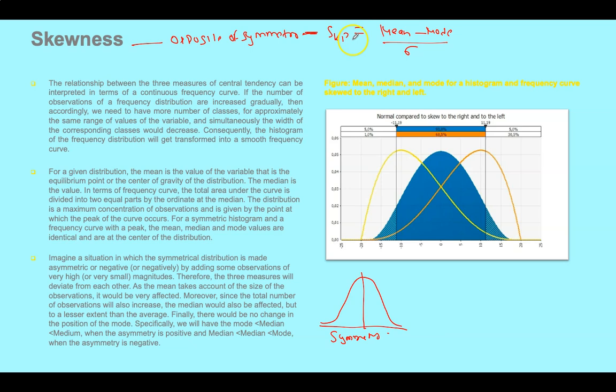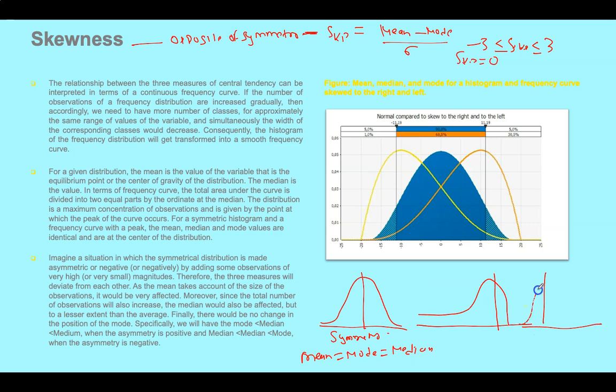The practical value you will get for a skewness coefficient is between -3 and 3. For symmetrical data SKP will always be 0, where mean equals mode equals median. This is the symmetrical position and has no skewness, so the skewness coefficient is 0. Negatively skewed data will be slightly deviated to the left side, and positively skewed data will be slightly deviated to this side. So this is negatively skewed, and this is positively skewed.